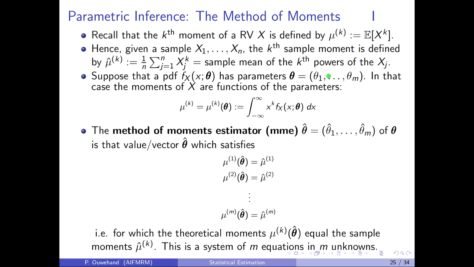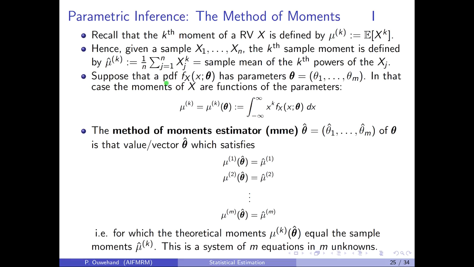So let's start with the method of moments. Recall that the kth moment of a random variable x is simply defined as follows. It is the expectation of the kth power of x. Given a sample x1 up to xn, the kth sample moment is defined to be the mean of the kth powers of the sample's points.